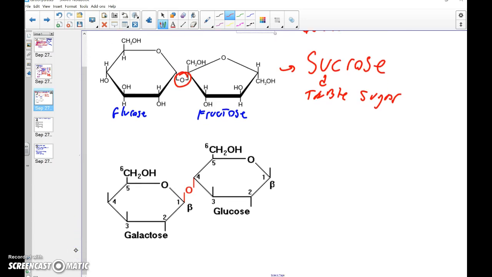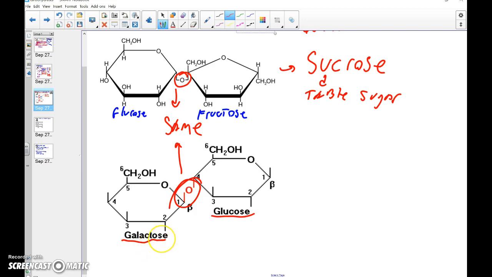Down here, you have the monomer galactose and the monomer glucose, again connected. And you'll notice the connections are the same. That's really important, because I said in the previous presentation that the process that connects them is the same for every polymer, and the process that breaks them down is the same for every polymer.